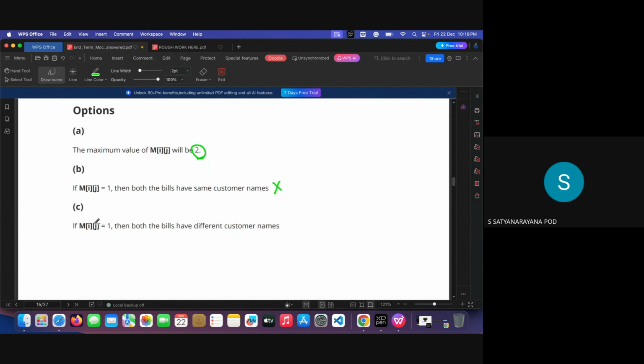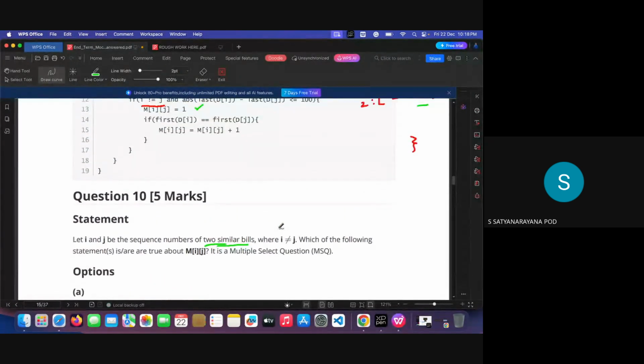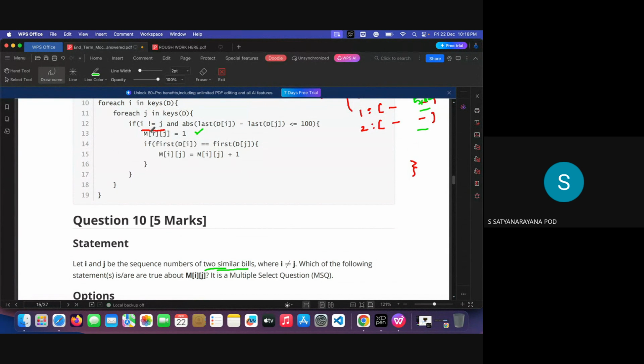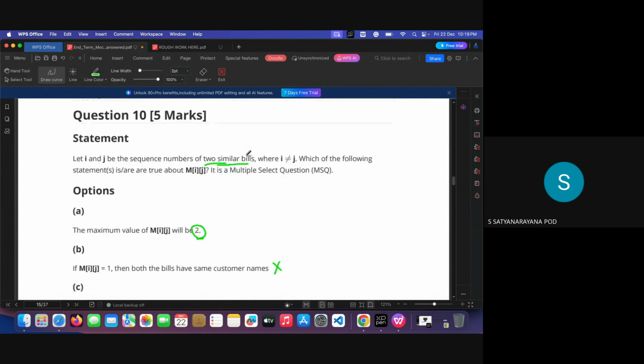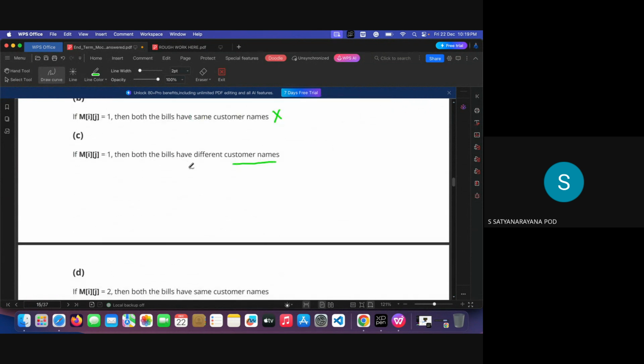Next one. If m of ij is 1, then both bills have different customer names. Yes, they are different customer names only, because we are strictly checking that I should not be equal to J. Then we make it 1. If similar customers are found with the same name, then we do plus 1. So this is also right. Option C is also right: different customer names.